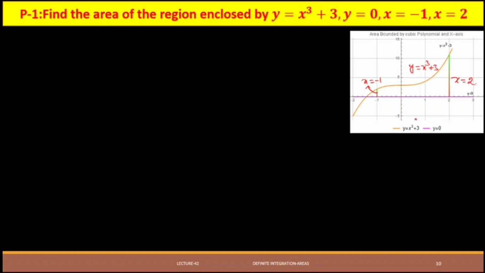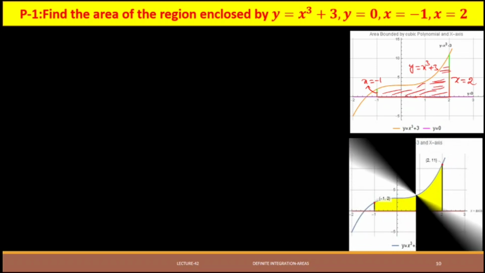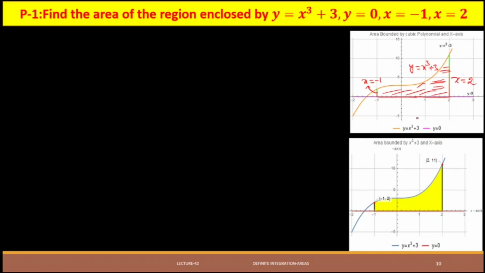Now we have to find out the area of the region bounded by the curves x is equal to minus 1, x is equal to 2 and y is equal to 0 means x-axis. Now this is the region that we have to find out. So this is the area of the region that we need to find out here. So how do we go about this? Let us do that.